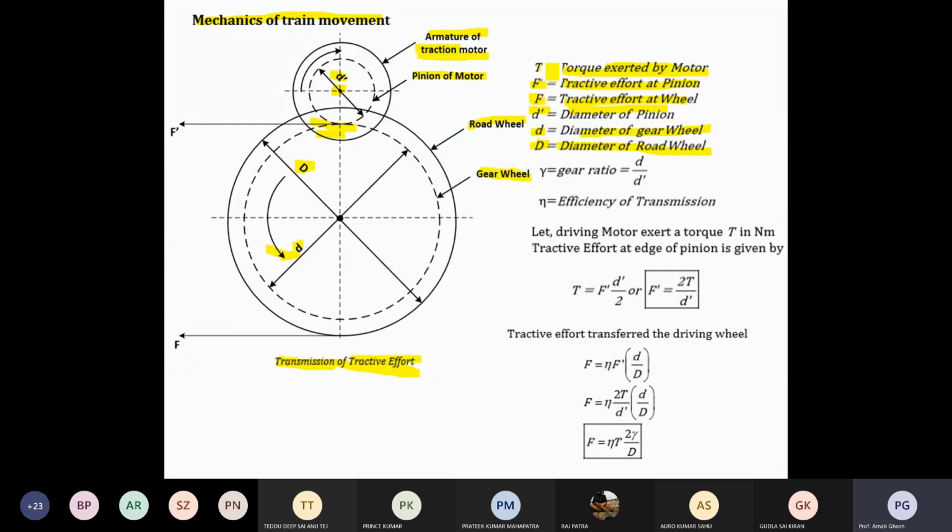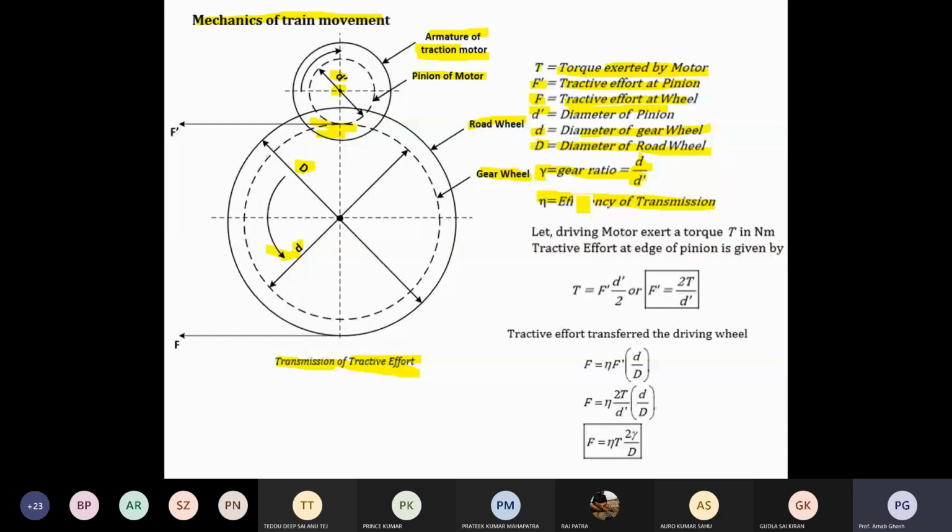All the important points are there, okay. So we have to think about them for solving the numerical problem. The gear ratio gamma is small d by d dash, okay. And eta is the efficiency of the transmission, okay, transmission efficiency. Then you have to do the calculations of the torque and the rest, you know that.